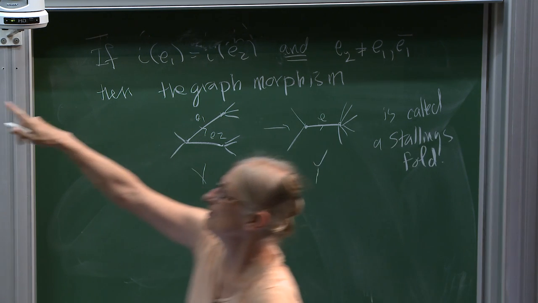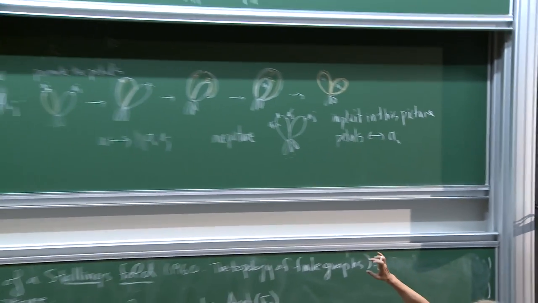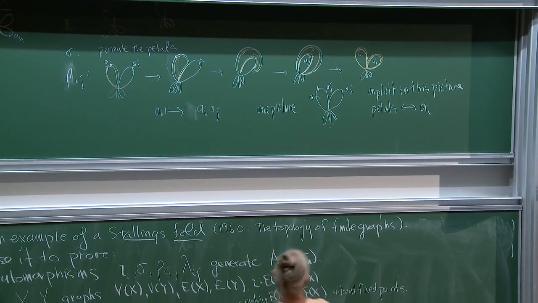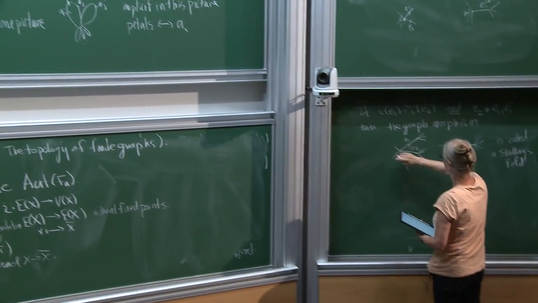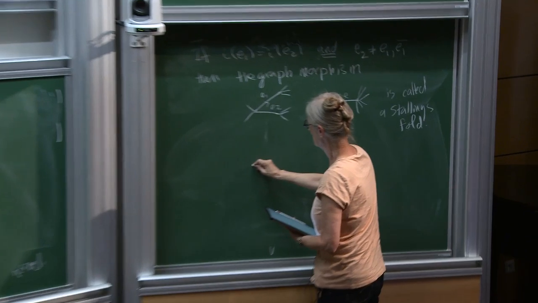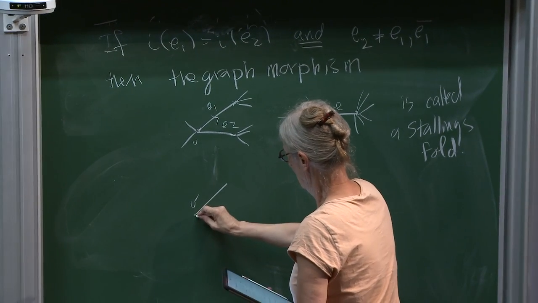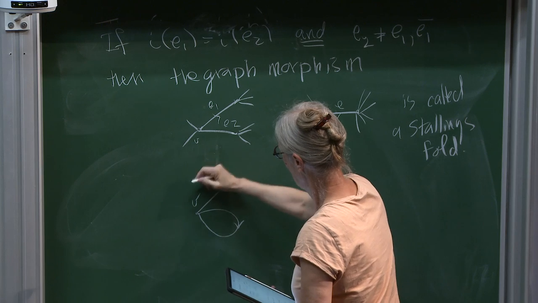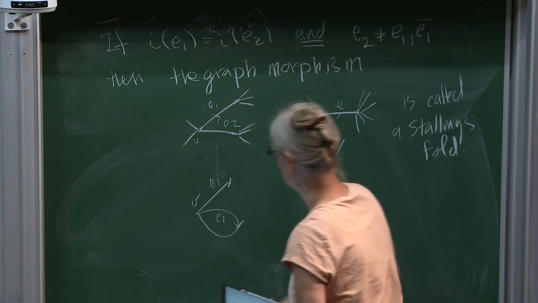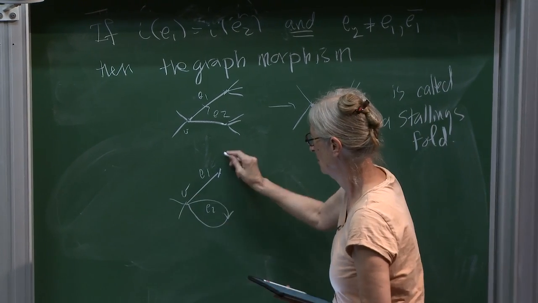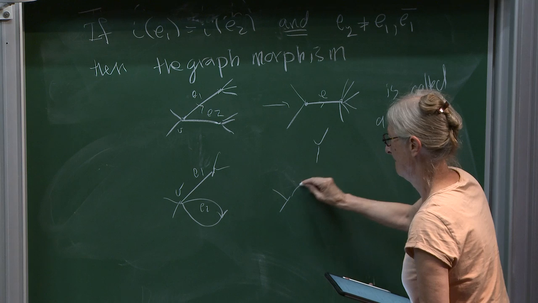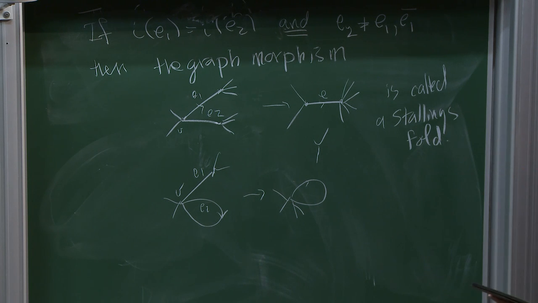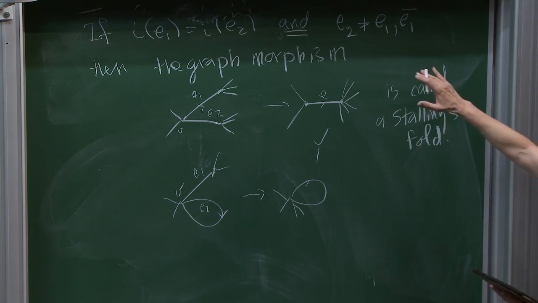So actually what I did up there is a Stallings fold. I took the second half of the AI edge and I folded it around the EIJ edge. So all I have is that E1 and E2 are different edges at this vertex, but there's nothing to say where the end of E2 is. That could be E1, E2. That's the example of what I did there. So that's called a Stallings fold, too. All you need is that E1 is not equal to E2.